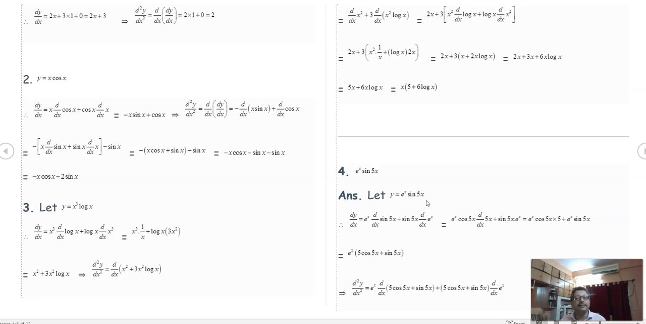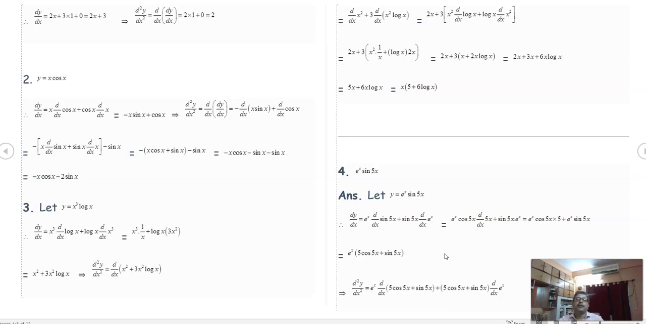What is the derivative of sin 5x? You all know it. It will be 5 into cos 5x, and the derivative of e to the power x is e to the power x only. So it is e to the power x into 5 cos 5x plus sin 5x. And now we differentiate the function once more. So we have to apply the product rule by taking e to the power x as the first function, and 5 cos 5x plus sin 5x as the second function.